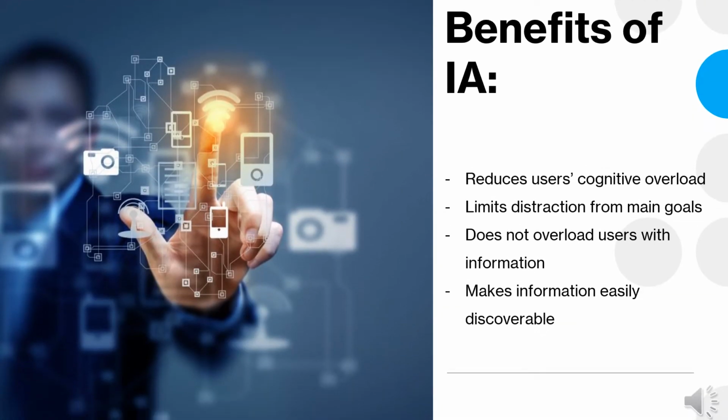Now that we know the differences between information architecture and information design, what are some of the benefits of information architecture? First of all, they are more or less similar to information design, but information architecture reduces the user's cognitive overload, and thereby it limits distraction from main goals. Users are less distracted when they try to achieve the goals they want from using your system. It doesn't overload users with too much information, which makes information easily discoverable.